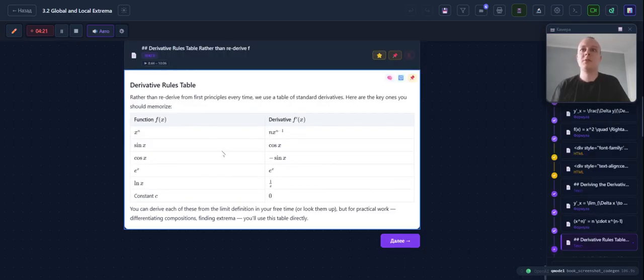So we just found this by applying the principle. Rather than rederive from first principles every time, we can use a table with standard derivatives of functions. It's not something that you, I think, really should memorize, but some of them you can memorize if you use them in your work. Every one of these functions can be explained step by step by rederiving them from first principles.